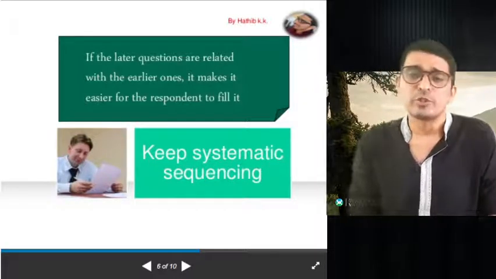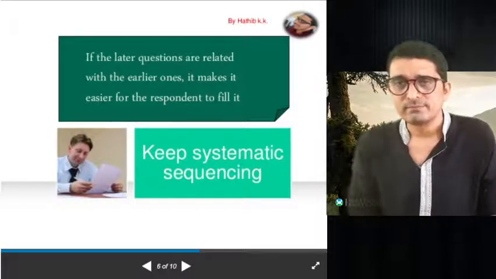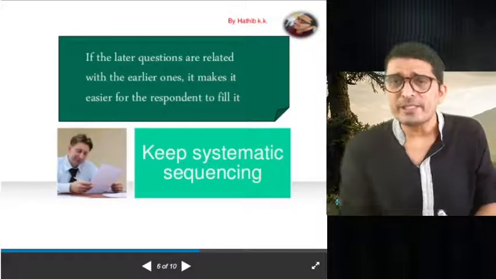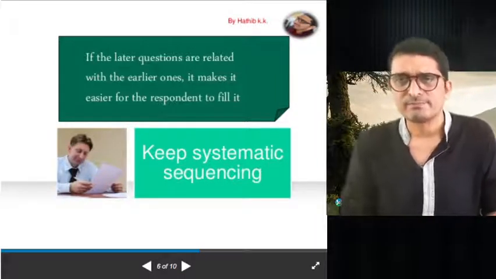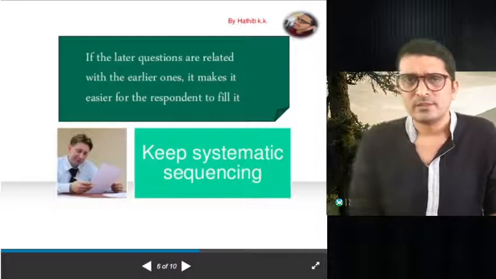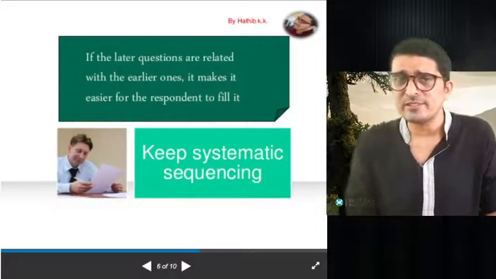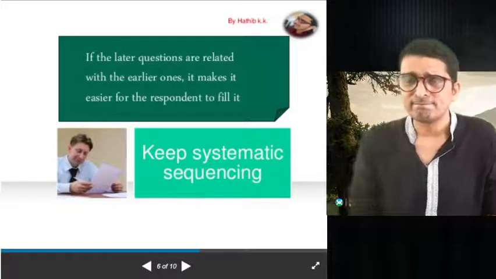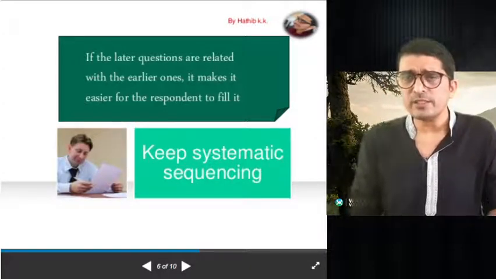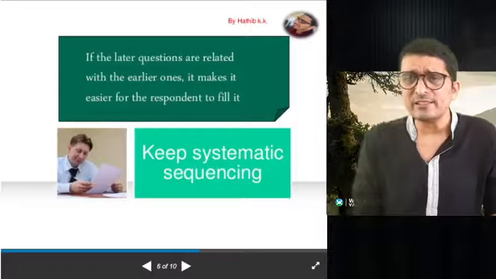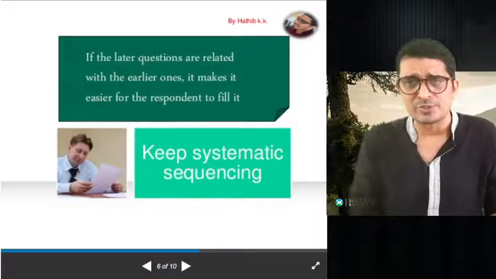Keep systematic sequencing. You should keep a systematic arrangement of questions. If the later questions are related to the earlier ones, it makes it easier for the respondent to fill it. You should make a relationship between different questions. Later questions should be connected with the earlier questions.